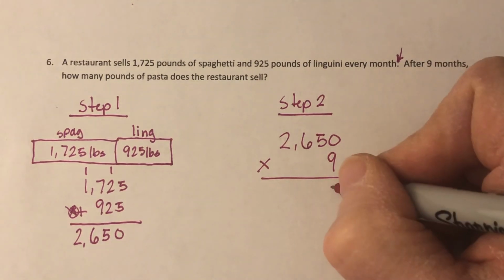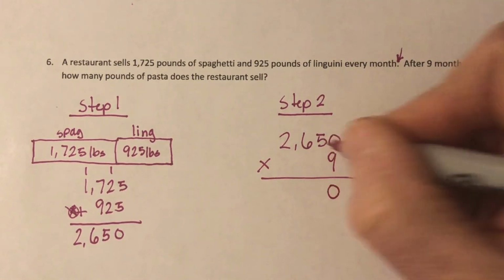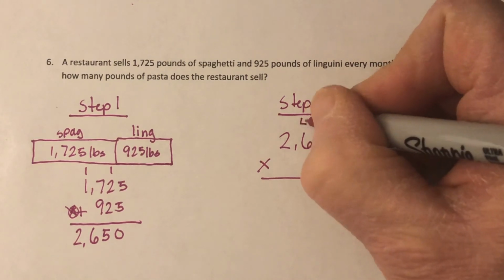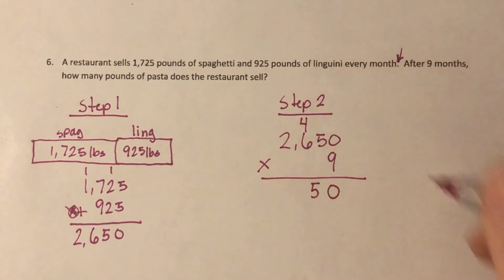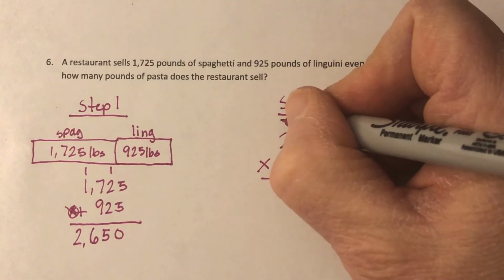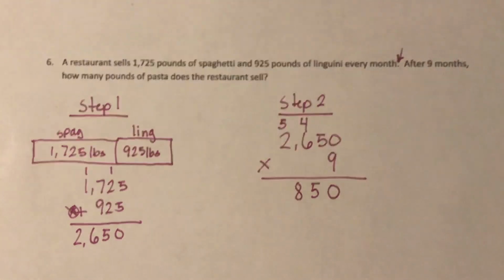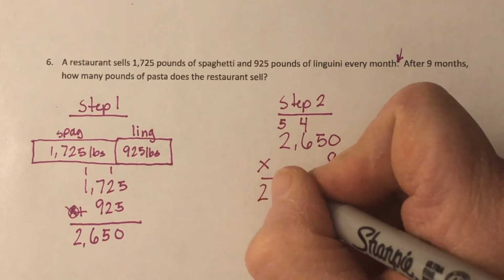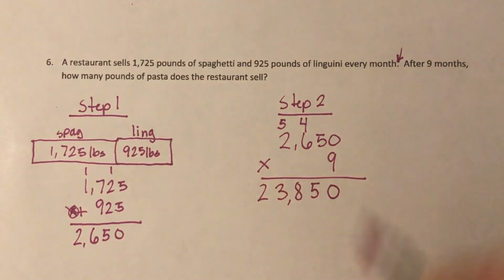9 times 0 is 0. 9 times 5 is 45. Down the 5, carry the 4. 9 times 6, that's 54, plus 4, 58. Put down the 8, carry the 5. 9 times 2 is 18, plus 5 gives me 23. 23,850. Now, what is that number?